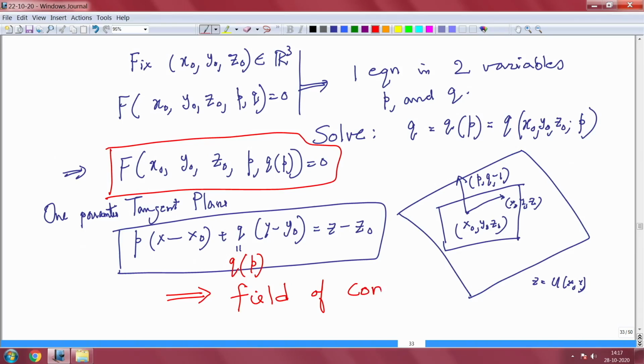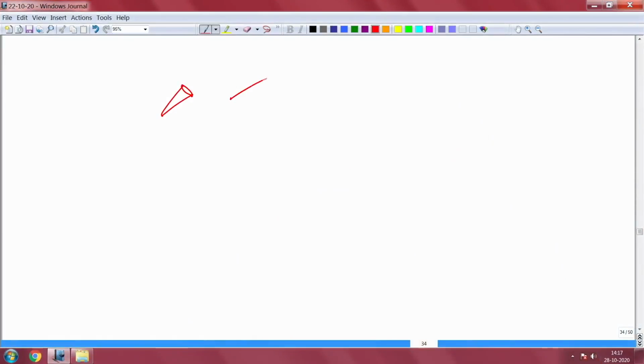For fixed p, you have a q and you have a plane. As p changes you have a one parameter family of planes, all passing through x naught, y naught, z naught, and it produces a cone. So for every point you will have a cone. Let us imagine a little more about the geometry. These are called the Monge cones.